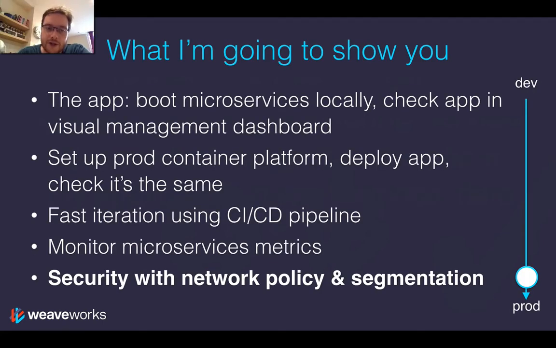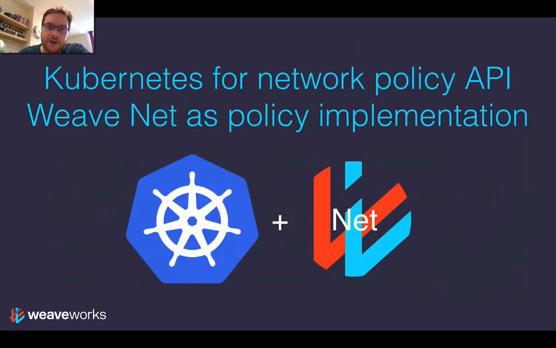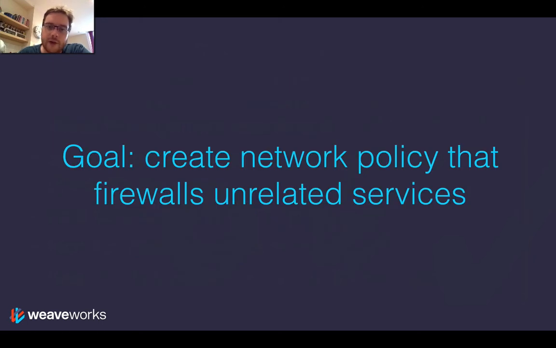Okay, last section. We're going to secure the app with network policy and segmentation. The reason we need to do this is that this client that I'm working with is really paranoid and insists that different parts of the application that don't strictly need to talk to each other don't. So in order to implement this, we're going to use Kubernetes network policy and we're going to use WeaveNet's policy implementation to actually enforce it. So the goal is to create a network policy that firewalls unrelated services from each other.